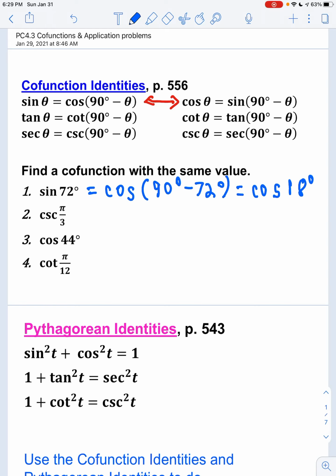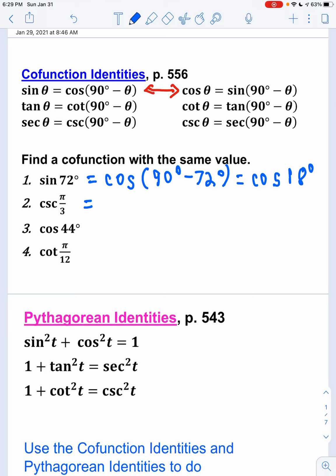How about the second one? Well, the cosecant is a cofunction with the secant. Here we're given it in radians, so I'm going to use radians, and I'm going to say the cosecant is equivalent to the secant of pi over 2, since that's 90 degrees in radians, minus pi over 3. You might say, well, can I convert it to degrees because I know pi over 3 is 60? Here you could, but in number 4, it's going to be a little harder. So I'm just going to show you with radians.